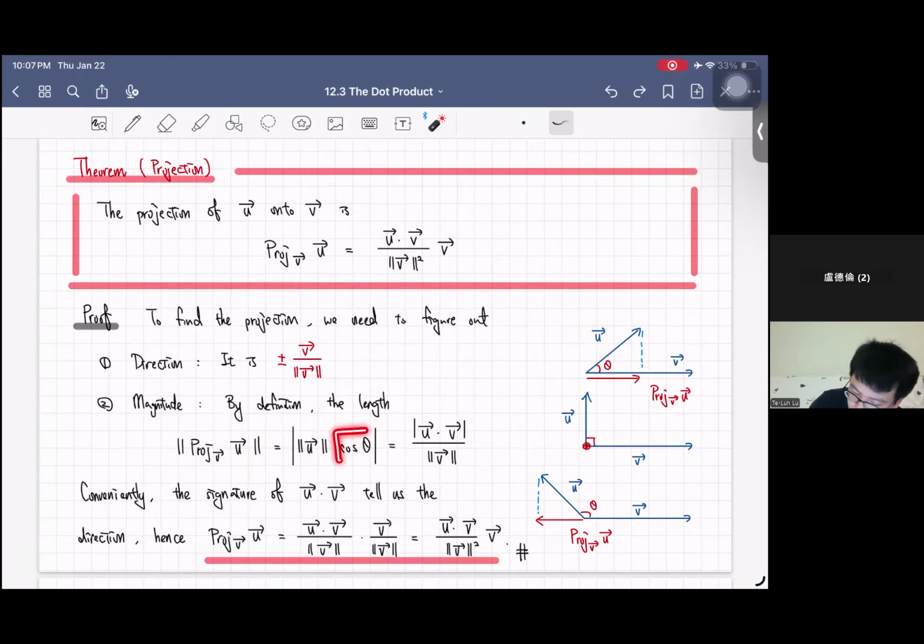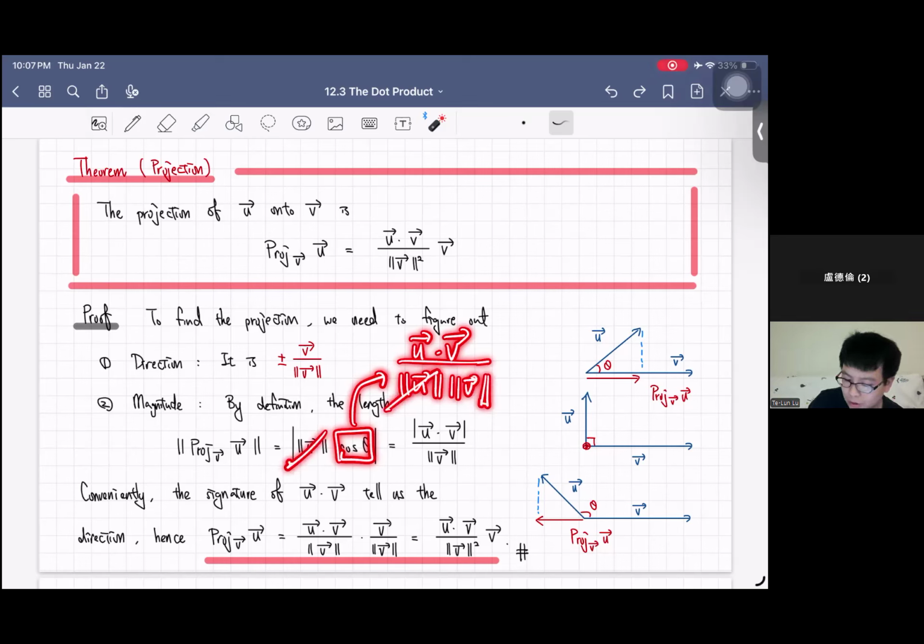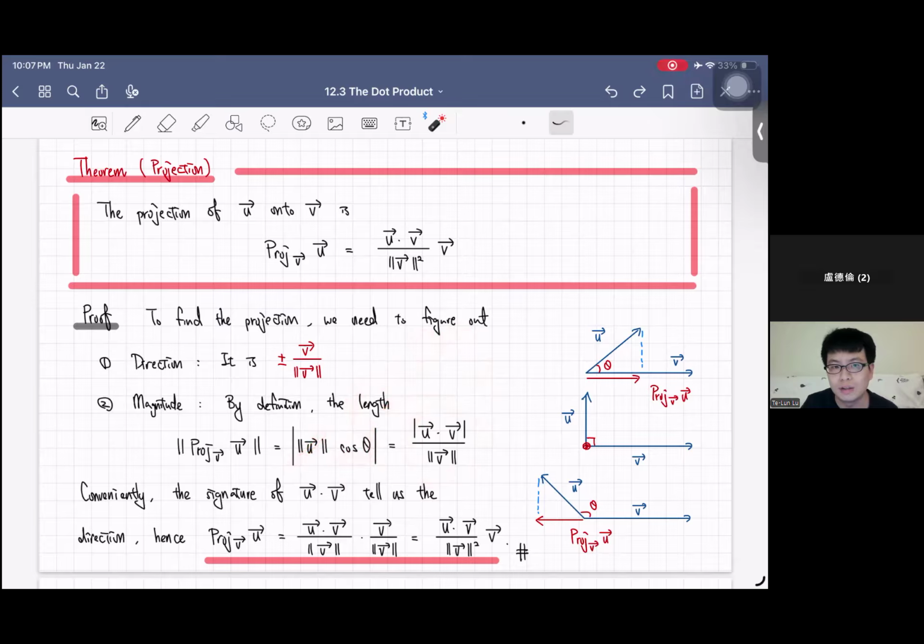But what is this? Let us recall, cosine theta can be rewritten as u dot v divided by the magnitude of u times the magnitude of v, right? And this guy cancels out with the numerator here. So you get u dot v divided by the magnitude of v, where you have an absolute value here because for now we're not considering directions. We're only considering the magnitude. Now the problem is that we have a plus or minus here. We don't know whether it points towards v or opposite of v. Fortunately, u dot v tells you this.